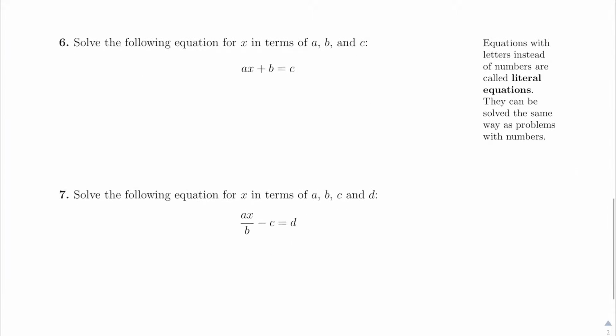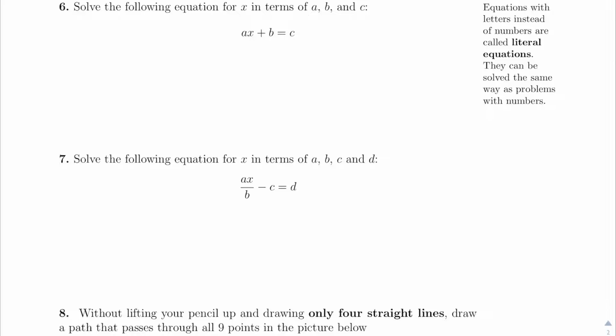Problem number 6 is something called a literal equation, which means that instead of having numbers, we've got variables, but you solve for x the exact same way. So to solve for x here, we've got to get x by itself. We subtract b on both sides. That gives us ax equals, we can't combine c and b because they're not like terms, so you get c minus b.